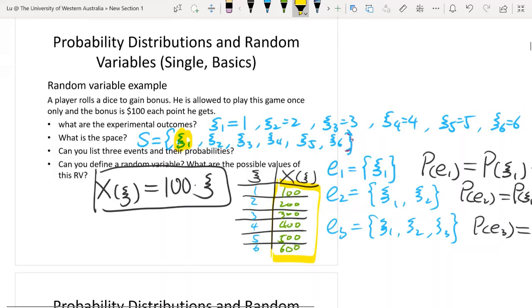In this question here, in the second column of the table, we can see the total number of the possible values of the random variable is 6, which is countable. So this is one discrete random variable.